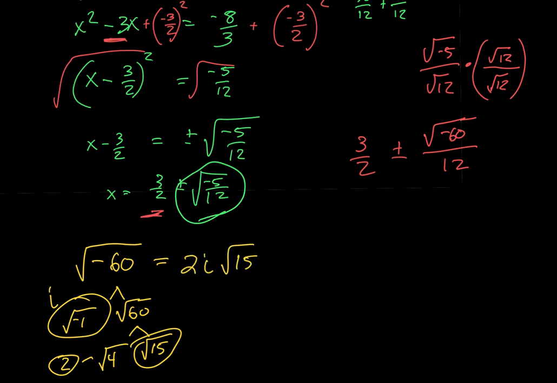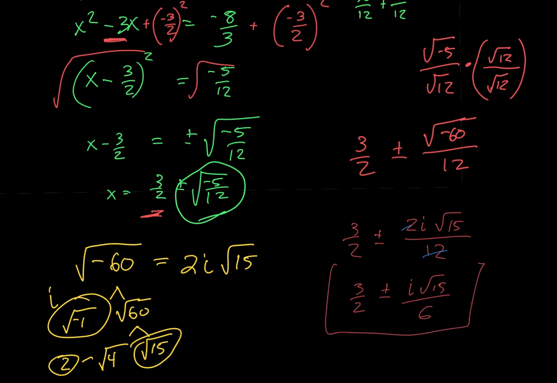So now my fraction is 3/2 plus or minus 2i square root of 15 over 12. Last thing would be seeing that these two reduce. 3/2 plus or minus i square root of 15 over 6. Then this would be the 100% complete, polished-up answer. If you're taking pre-calc next, you've got to do this.